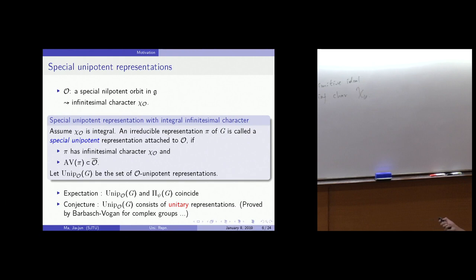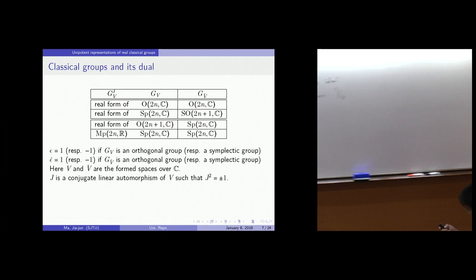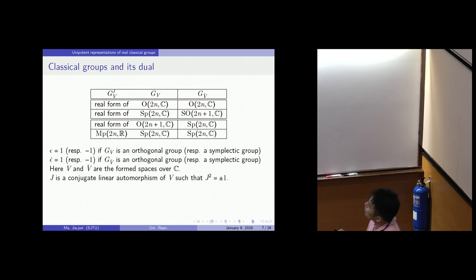Actually, I think I should say union of them. Okay. So now we would like to talk about real groups. So we will consider real classical groups in the following table.